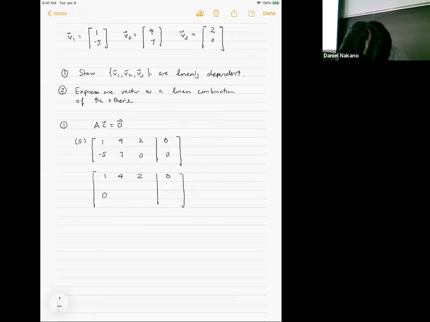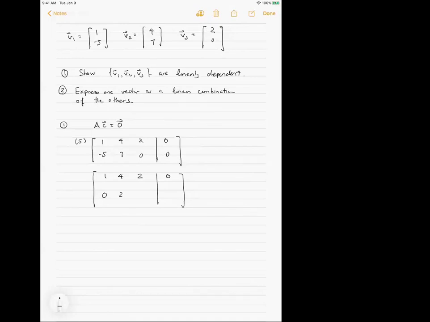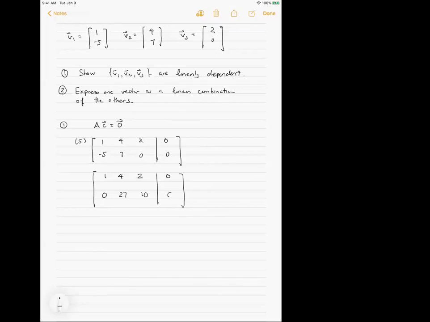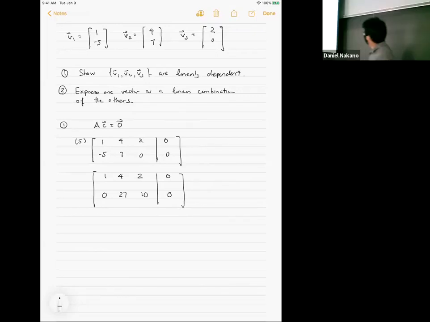The next one's a 0. What's the next one after that? Let me make sure I'm not making any mistakes. This should be all right. Okay, this looks correct. So what's the next term then? 27. And the next term is? 10. And then we have a 0. It's a little bit more complicated, but that's okay. We can deal with it.